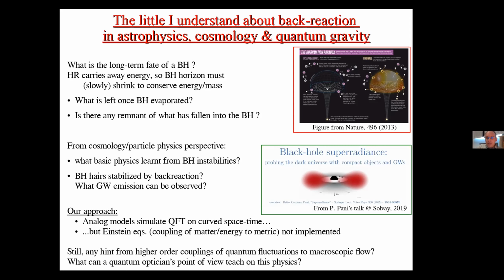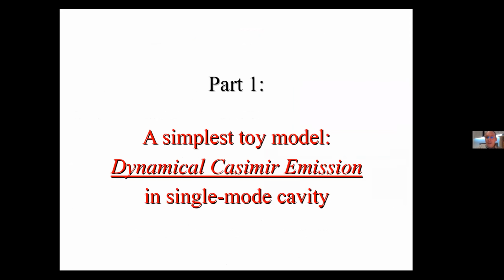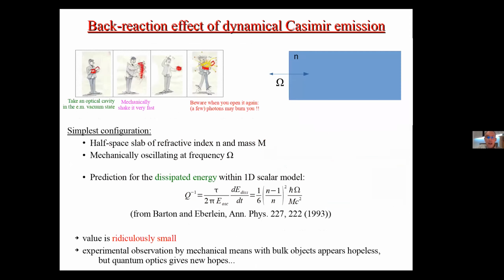So this is the big picture on which I organized this talk, following the recent accomplishments of the research of Giulio Butelli. The simplest toy model is a single mode cavity in which I consider the dynamical Casimir emission. Many of you have seen this cartoon from my Padova colleagues about the dynamical Casimir effect. The dynamical Casimir effect is basically: take a metallic mirror cavity, shake the mirror fast enough.